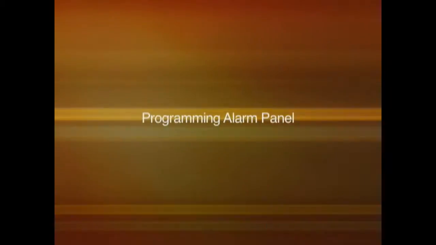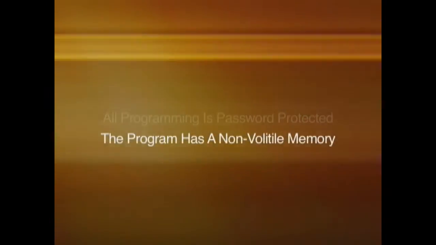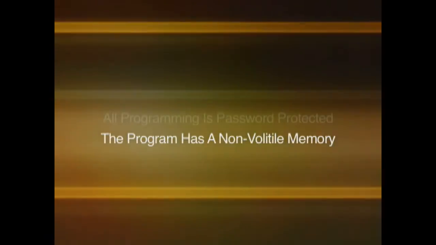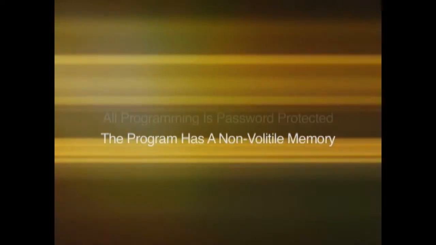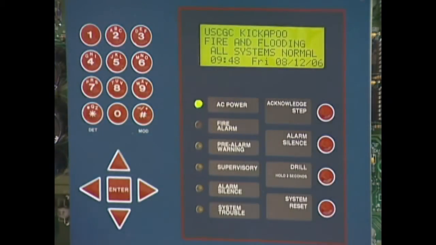Now we're going to talk about programming of your alarm panel. All programming is password protected. The program also has a non-volatile memory. This means that the system can be completely without main or backup power and not lose any of your existing programming. At any time during the use of the keypad and programming, you can use the left arrow key as your escape button. Pressing this button will back you out to the previous screen.